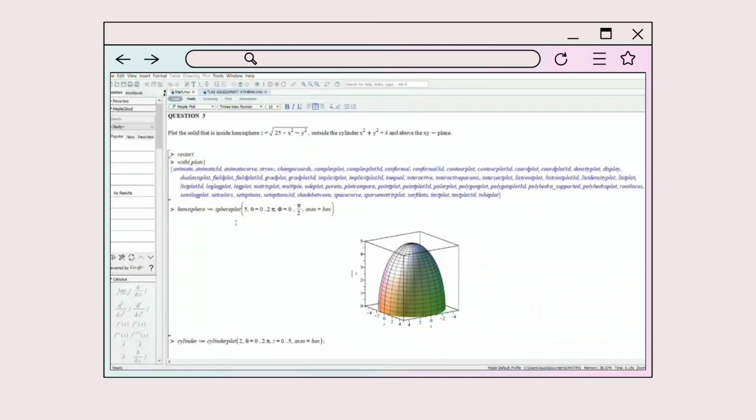Usually, in a sphere plot, we use 0 until pi. But since we have a hemisphere, which is half of the sphere, we use phi equal to 0 until pi over 2 and axes equal box, so that the solid will be inside the box. So we obtain this hemisphere solid.